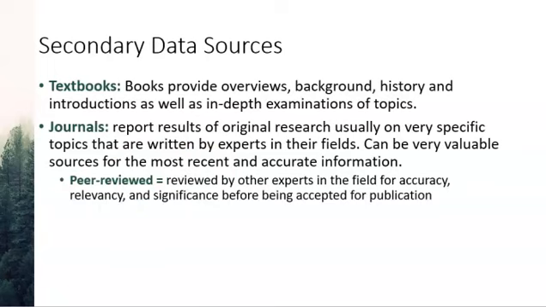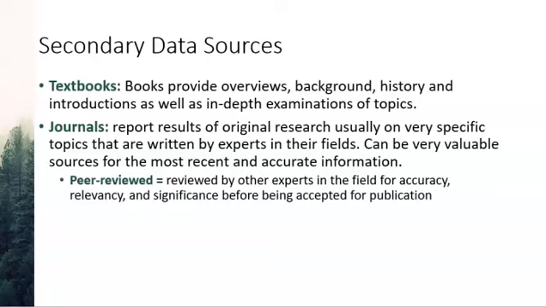Journals report on original research, and they are on very specific topics, usually written by experts in their field. They are better sources for the latest and greatest breakthroughs in different fields. Journals are usually written by academics and then used by other researchers or students. To be published in a real academic journal, you have to receive peer review. This means that the article needs to be reviewed by other experts in the field to determine if it is accurate and significant before actually being published.